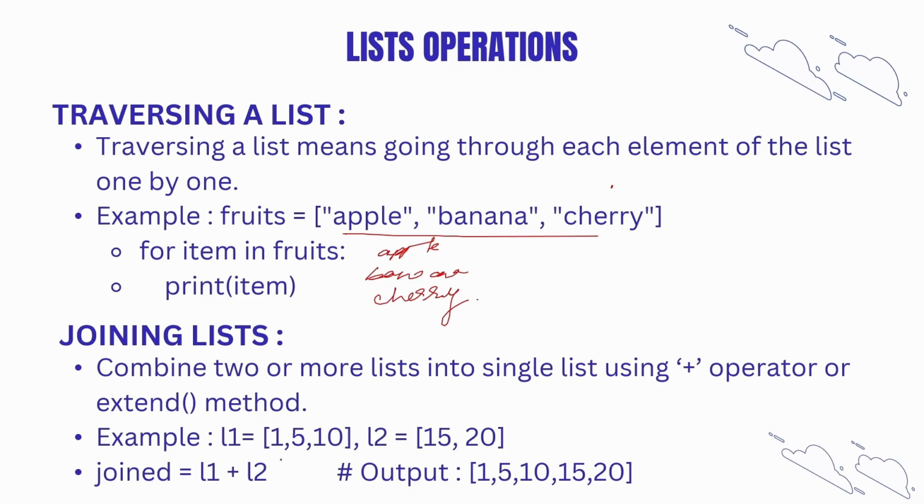So for example, if list L1 is this and L2 is this, when we join them, our output list is 1, 5, 10, 15, 20. So we have joined these two lists, and we have done this using the concatenation operator, that is plus.